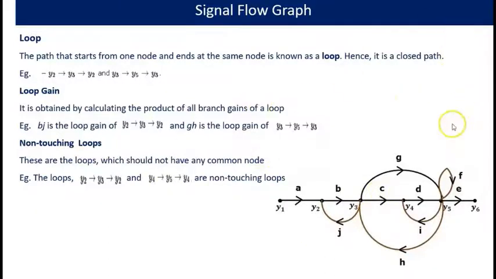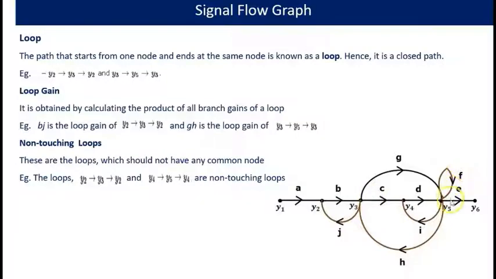But in this figure, y3, y5, y4, y3 is not a loop, because a loop is a path that starts from one node and ends at the same node. And what is a path? It is the traversal of connected branches in the direction of branch arrows, such that no node is traversed more than once. Here the direction is changing, so this is not a loop. y3, y5, y4, y3 is not a loop.